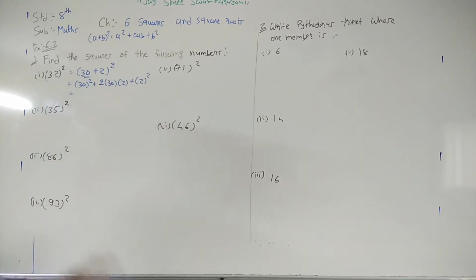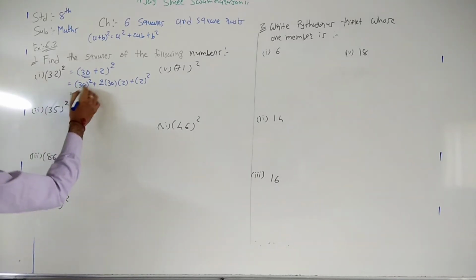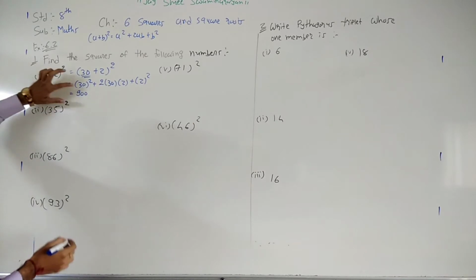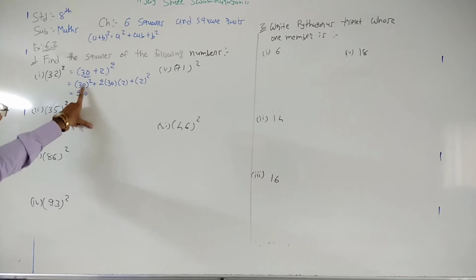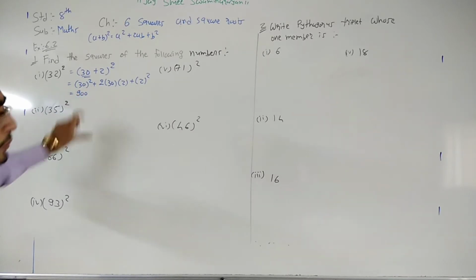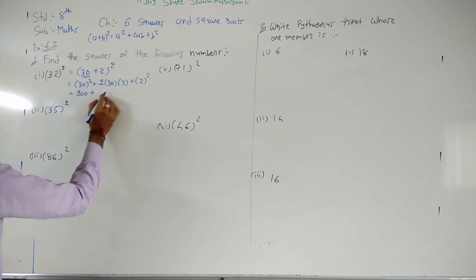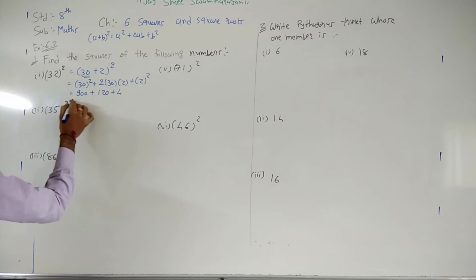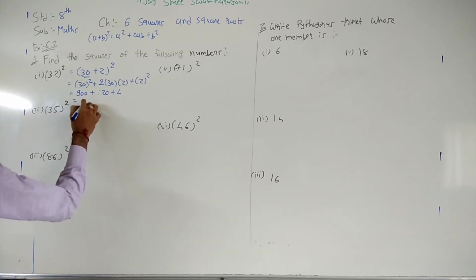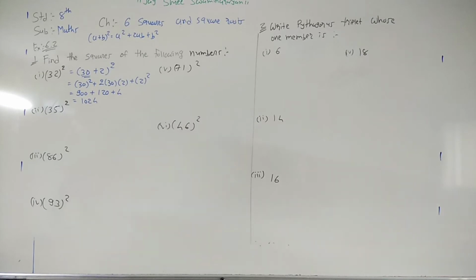Now 30 square, we can get the answer easily. 30 square means 900. Why? 3 square is 9 and the 0 becomes twice, so 900. Now the multiplication: 2 into 30 is 60, 60 into 2 is 120, and plus 2 square, that we know is 4. Now find the addition. So 1024. This is the answer of 32 all square. If you find 32 multiply 32, then you get the same answer. But we can also find it by using the identity.